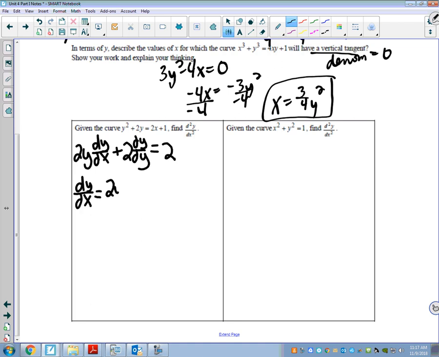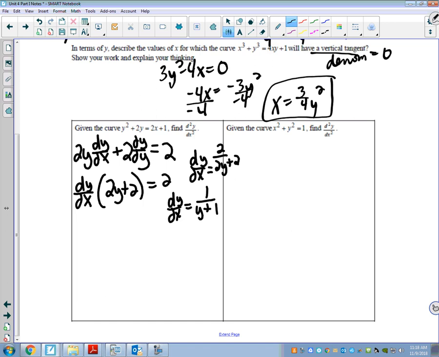So this would be 2y plus 2. And if I divide it over, I would get dy/dx equals 2 over 2y plus 2. Or if I simplify that, that would be 1 over y plus 1, because all of those are divisible by 2. That is the first derivative.